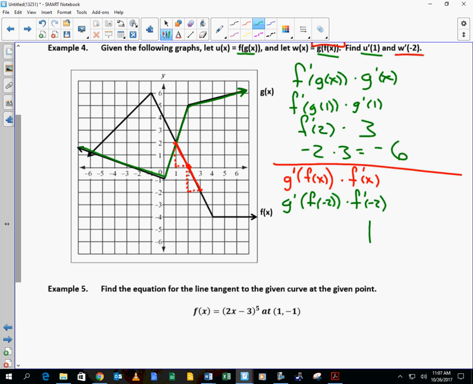F prime of negative 2, I've got 1. F of negative 2, 5. So I got to do g prime of 5. This is g 1/4.